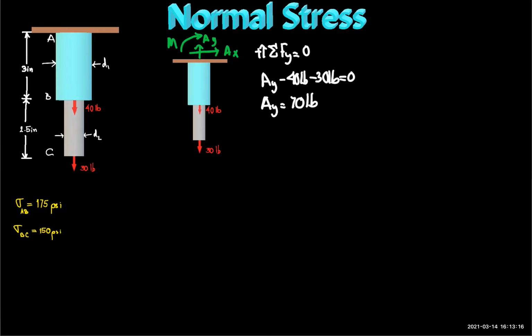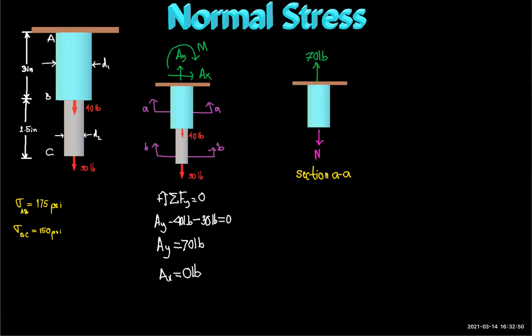Now, we are ready to start cutting the member into small sections. This is with the purpose of finding all the different internal loads that this structure has. So, for section AA, we only have the reaction force at point A and the internal force N, which is the normal force in member AB. If we sum all the forces along the y direction, we can get the value of the normal force along member AB.